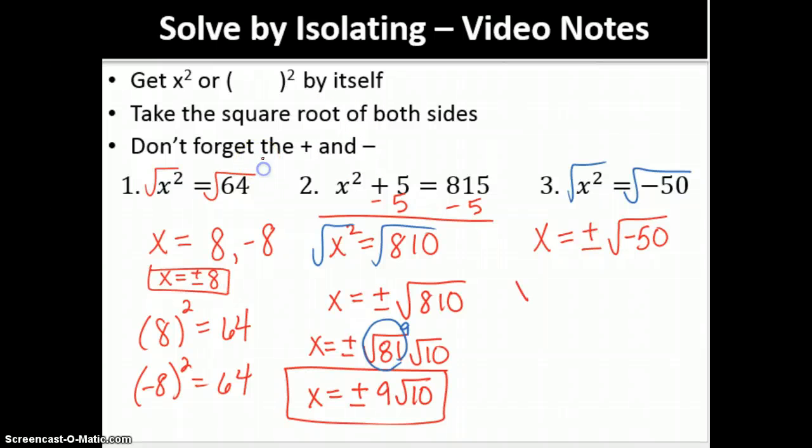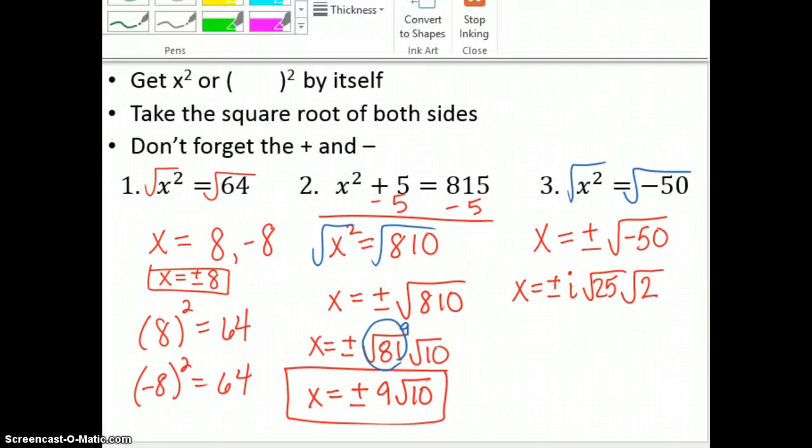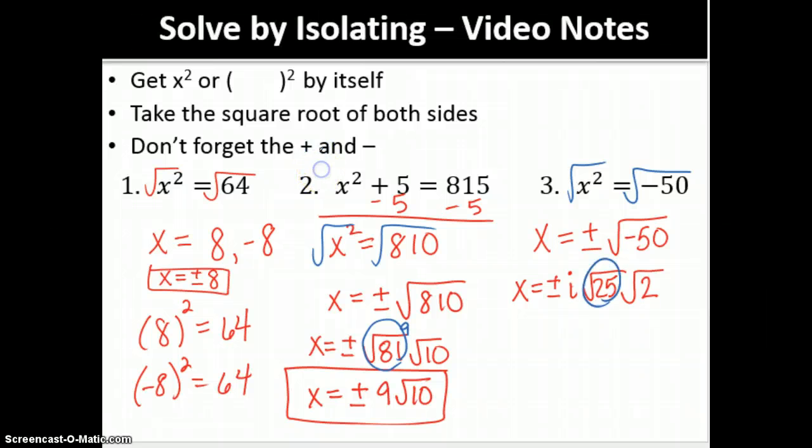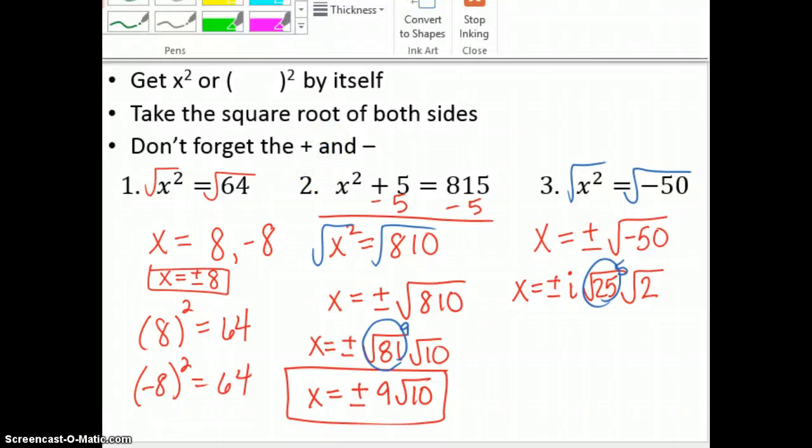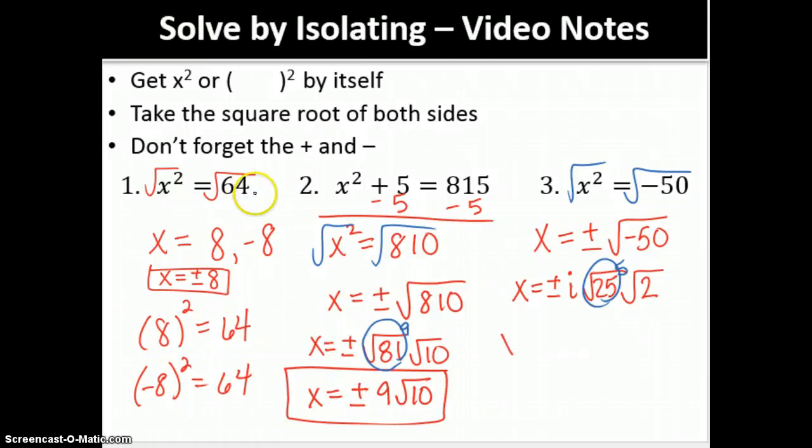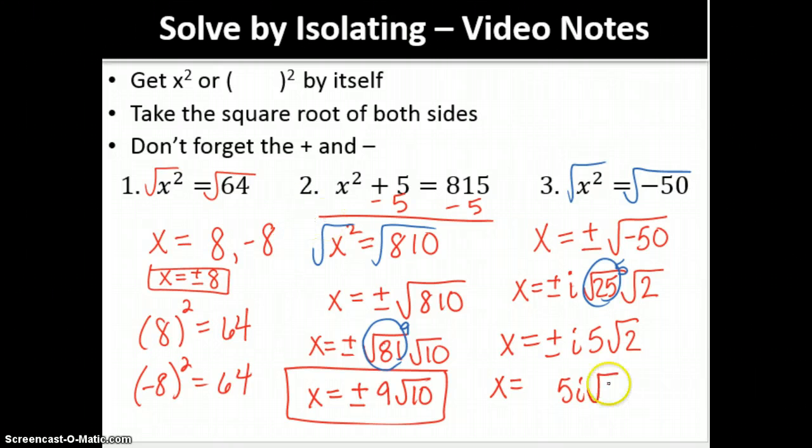Okay, hopefully i pops into your head here, so the square root of negative 50 has an i, that's the square root of the negative, and we can split 50 into 25 and 2. The square root of 25 is 5. So now we have x equals plus or minus i 5 root 2, which we worked on earlier this week as writing 5i root 2. And we want the positive or negative of that, so we put the plus or minus out front.